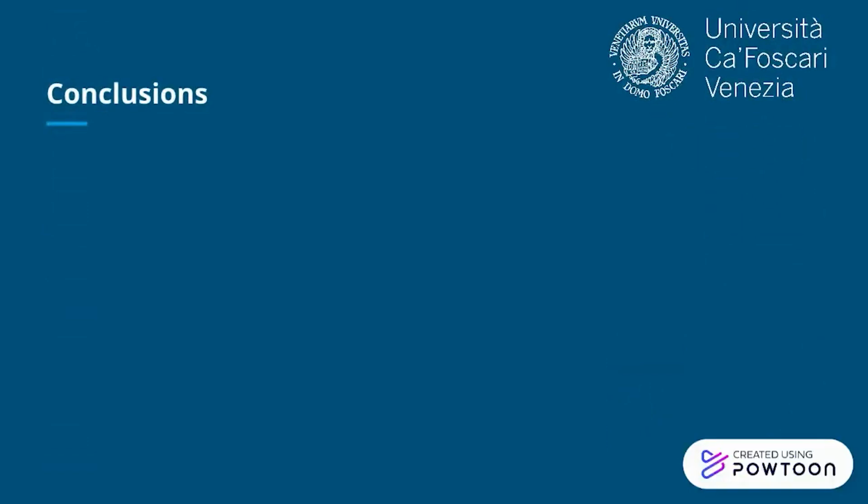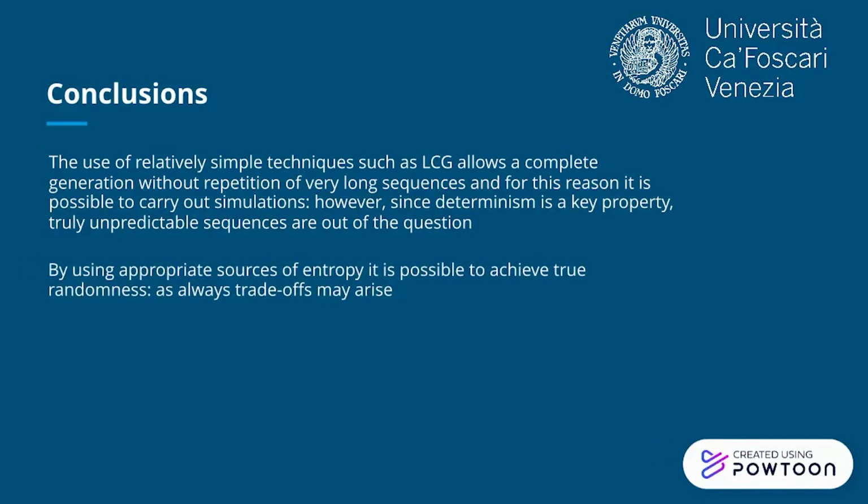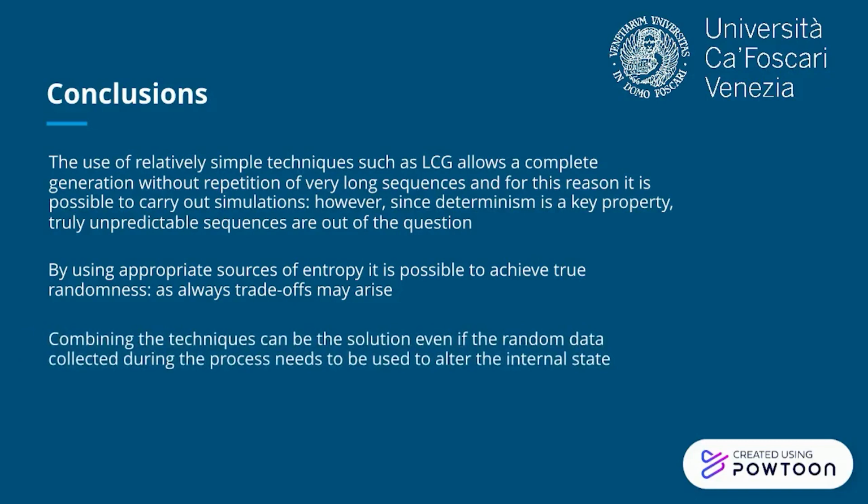Since how random numbers can be generated using computers is a very complex field, no solid conclusions can be drawn since only the surface has been covered. However, the use of relatively simple techniques such as LCG allows a complete generation without repetition of very long sequences, and for this reason it is possible to carry out simulations. However, since determinism is a key property, truly unpredictable sequences are out of the question. By using appropriate sources of entropy, it is possible to achieve true randomness, although, as always, trade-offs may arise. Finally, combining techniques could be the solution, although random data collected during the process must be used to alter the internal state.